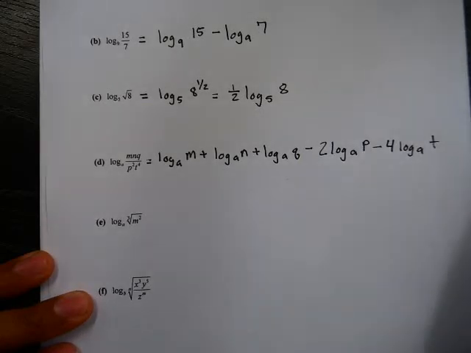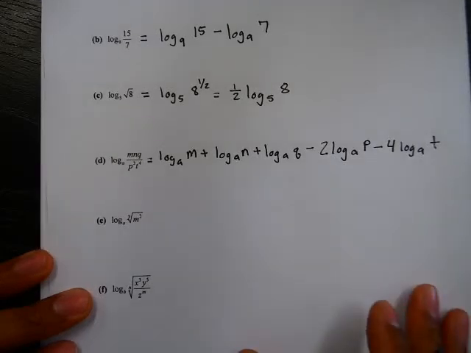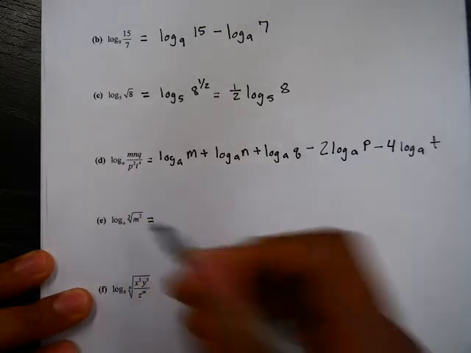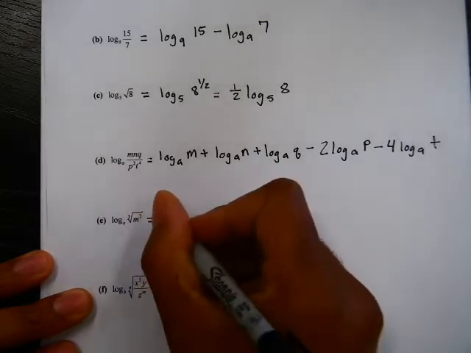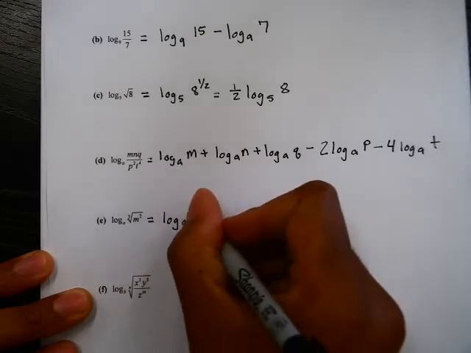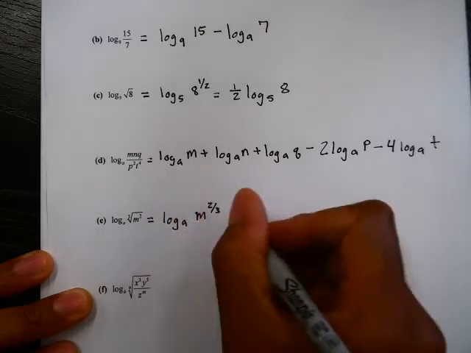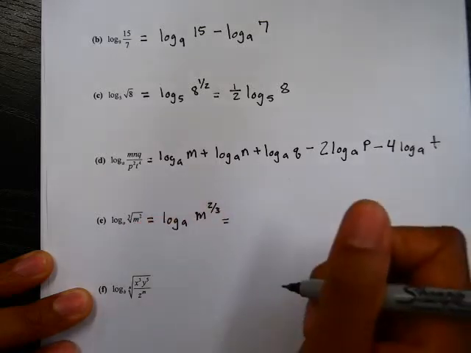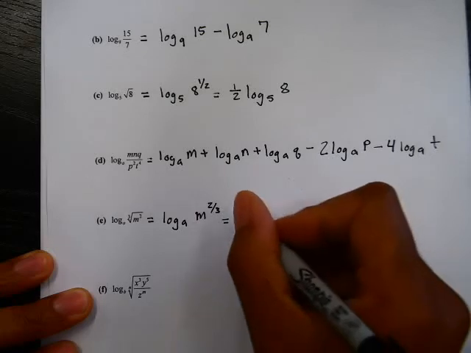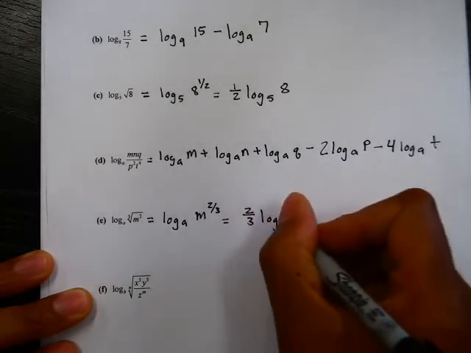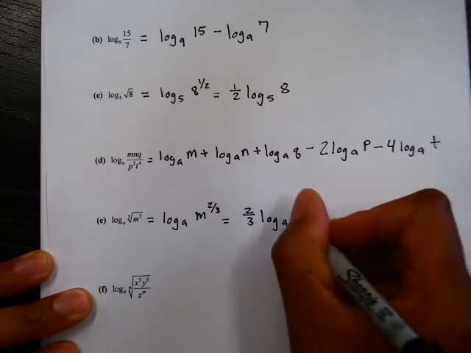Okay. If you look at E, log base A of the cube root of M to the second power. First, I need to make that conversion on that radical expression, so this would be log base A of M to the 2/3 power. And so now that 2/3 comes down to the front because of the power property, so this would be 2/3 log base A of M.